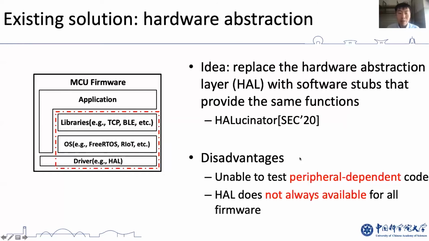The third type of emulation is replacing the hardware abstraction layer with software stubs. However, the fourth limitation is that the peripheral-dependent code will be skipped from analysis. In addition, some developers may directly invoke driver functions without the abstract interface. So the hardware abstraction layer is not always applicable for all firmware.